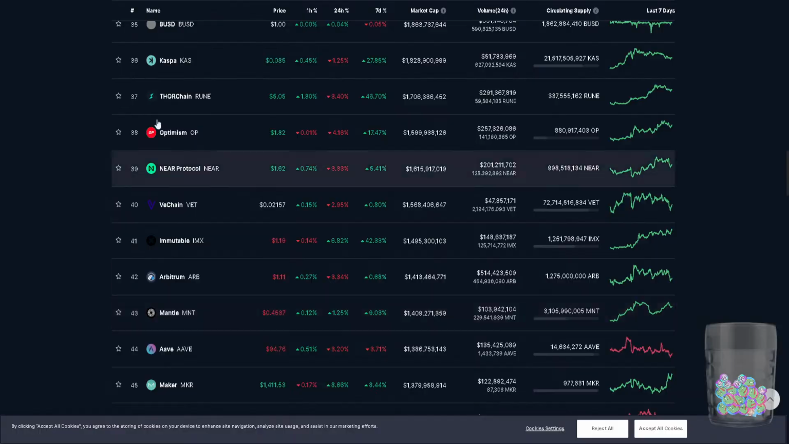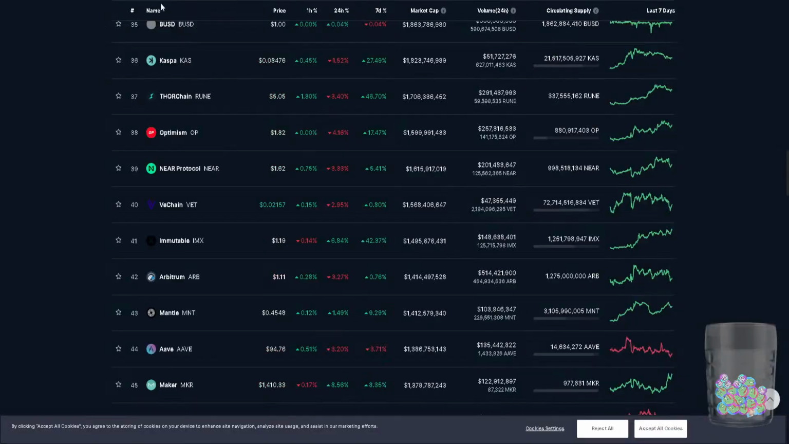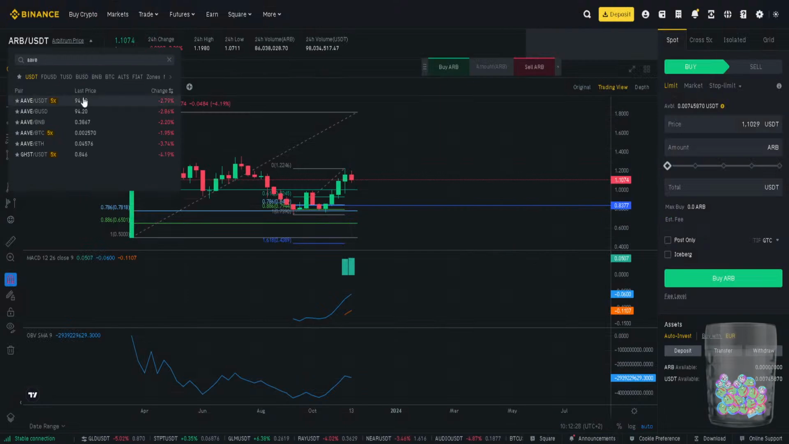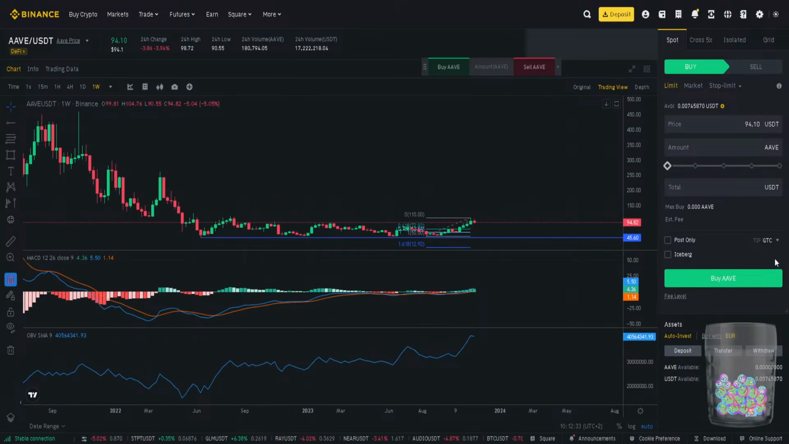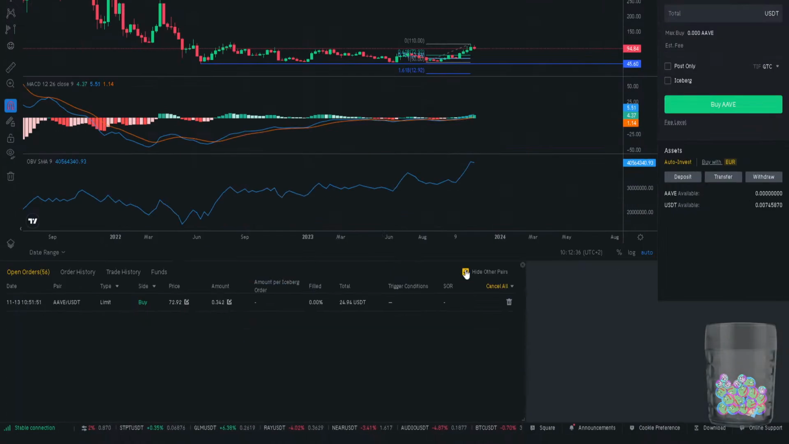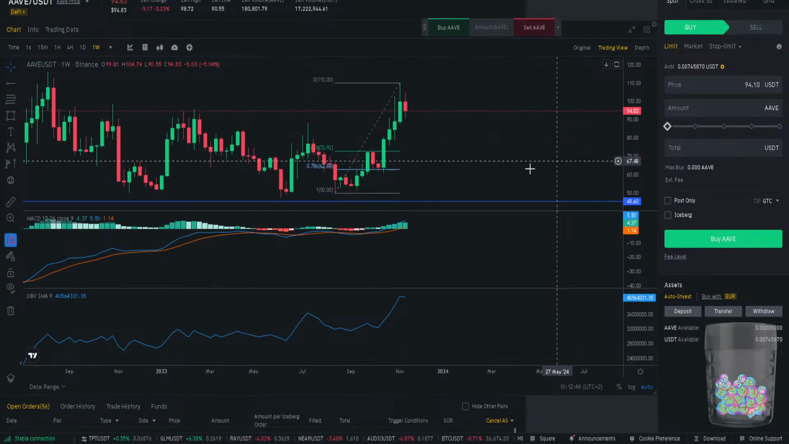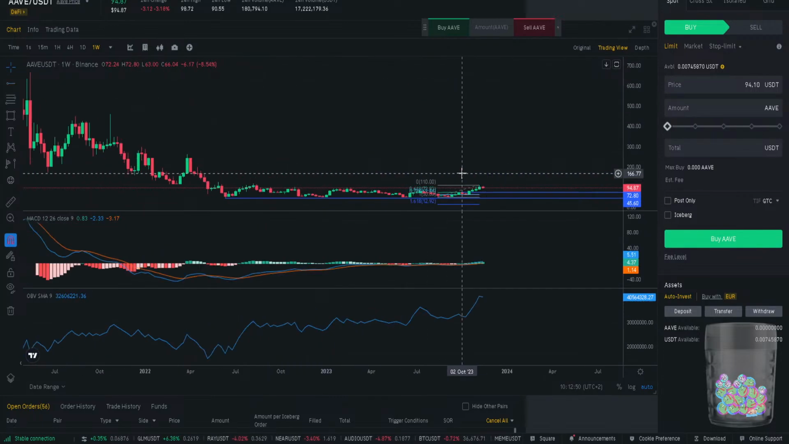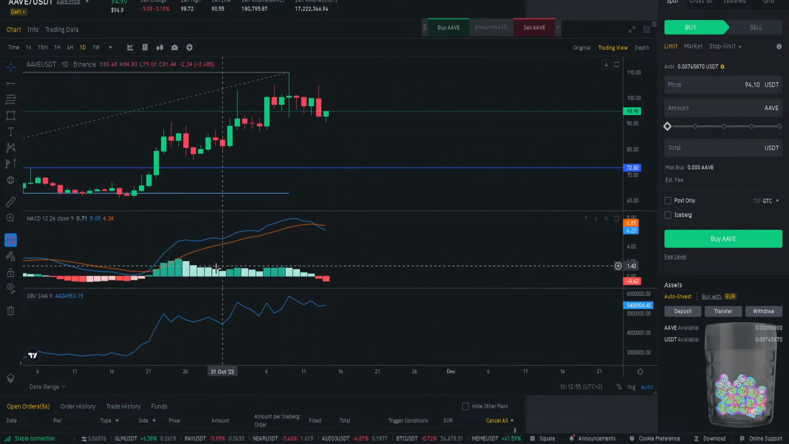Arbitrum, not interesting at all, not cheap enough. MNT. Not trading here. Aave, lending protocol, one of the original DeFi, decentralized finance coins. I have an order here. Where am I interested in this? 72. Right at the breakout level. Yeah, that's fine. There's probably some bearish divergences on the daily here.